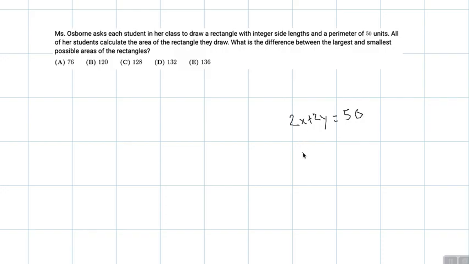So if x was 1, we have 2 plus 48. We get x equal to 1, y equal to 24. That would yield an area of 24. The closest to the middle we can get, 25 plus 25 is 50.